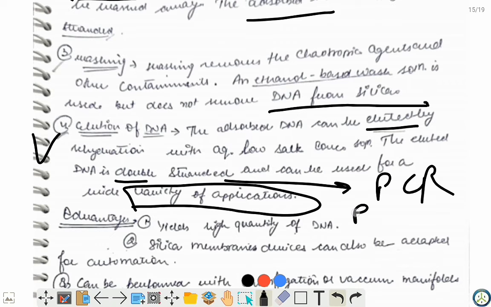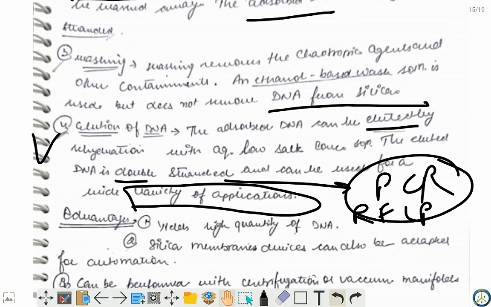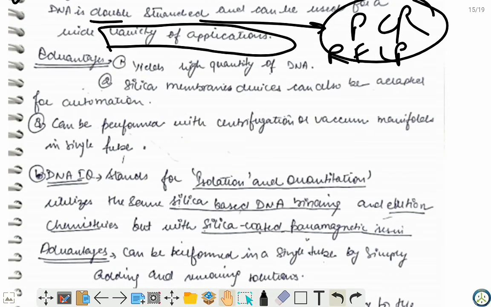Here this is double stranded DNA, so we can use it in PCR as well as the RFLP technique. Both clear? The advantage is that it yields high quality DNA. The silica membrane device can also be adapted for automation, and can be performed with centrifugation or a vacuum manifold in a single tube.